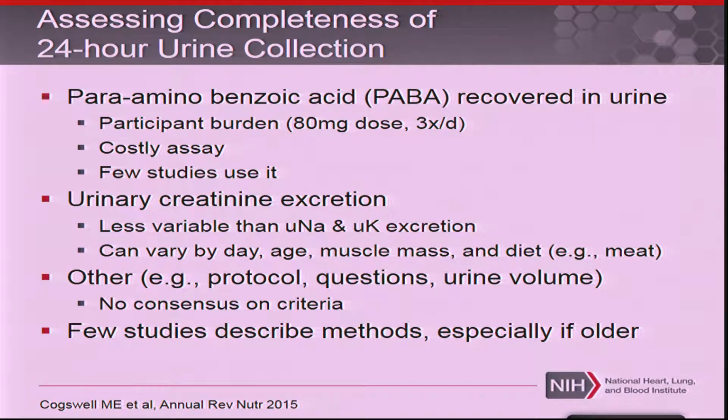Urinary creatinine excretion has been used because it's less variable than urinary sodium and urinary potassium excretion, but it can vary by day, age, muscle mass, and diet, so it's not really as reliable. Other methods that have been used are protocol, so a protocol to start and stop the urine collection in the clinic, questions about missing void, cut points for unrealistic urine volume, but there's really no consensus on the criteria. So the bottom line is that few studies describe the methods for assessing completeness of urine collection, especially if the studies are older.